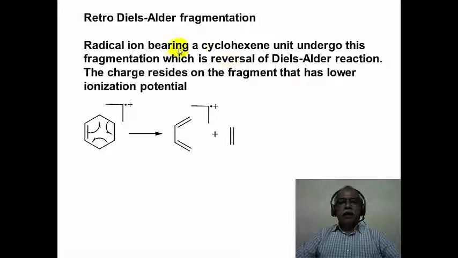The radical cations bearing cyclohexene unit will undergo this fragmentation, which is a reversal of the Diels-Alder reaction. In fact, the Diels-Alder reaction is a 4+2 cycloaddition reaction. What happens here is the reversion of the 4+2 cycloaddition reaction. The charge usually resides in the fragment with a lower ionization potential. If you consider butadiene and ethylene, butadiene will have a lower ionization potential. That is why the charge resides with the butadiene, which is a more stable cation radical than ethylene cation radical.